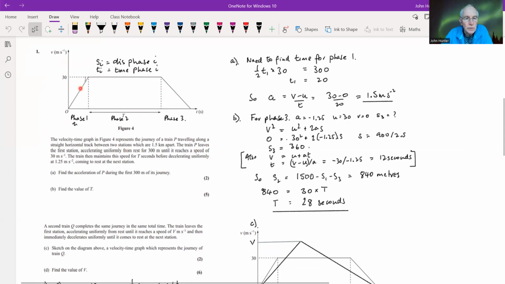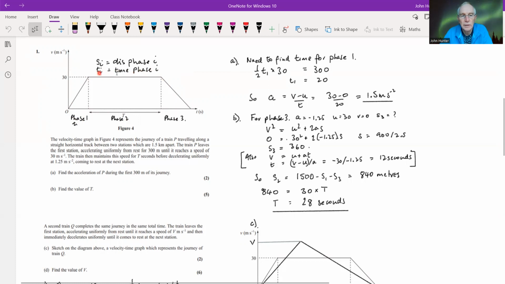Okay, so this is a velocity time graph of something. This one is in 3 phases: an acceleration, constant velocity, and then a deceleration. I've split these into phase 1, 2, and 3. And accordingly, just a bit of notation, the time associated with each phase is t_i, time phase i.